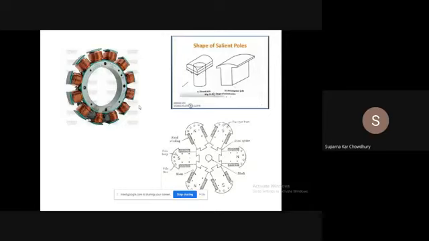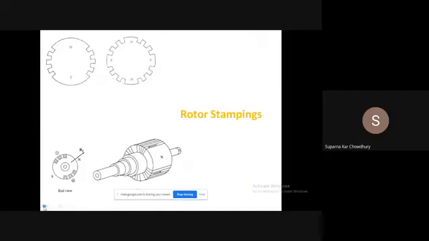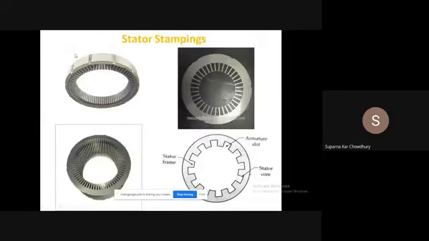Now, this is a typical stator structure, as we have alternating flux. So there will be eddy current and hysteresis losses. To limit that, the stator structure is laminated. So the typical stator lamination will look like this. These are the stator slots.